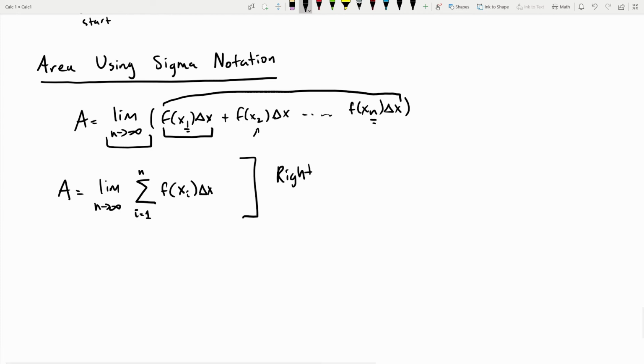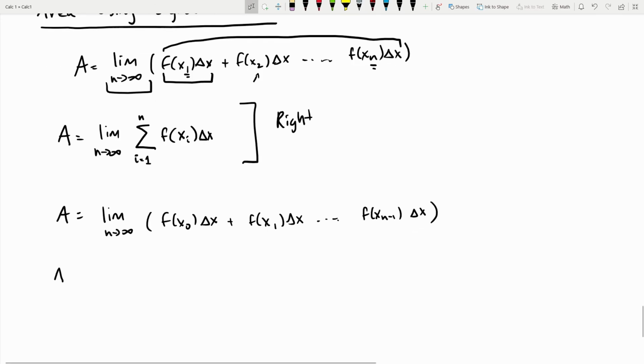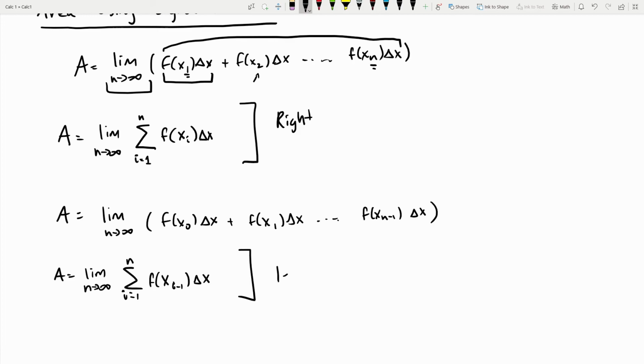Now we can write the same thing for the area using the left endpoint method, and I'm just going to fast forward through it. So there we go. Now we have the formula for calculating the area under a curve using the right endpoint method, which is here, and the left endpoint method, which is here, both written in sigma notation. And we can see it's much more compact, much more readable, and easier on the eye.